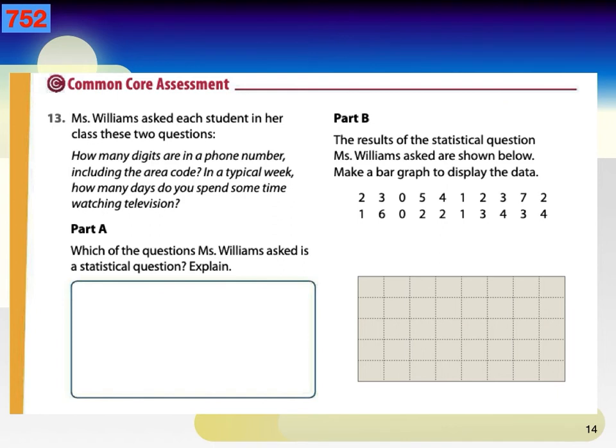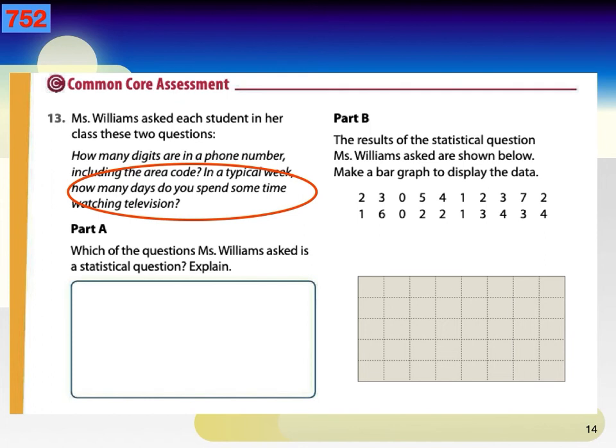So what about question 2? In a typical week, how many days do you spend time watching television? Maybe in 1 week I'm watching for all the days of the week. Someone else will answer that in 1 week she only watches TV for 5 days. So here the answers will be different. So the second question is the statistical question since the answers may be different.